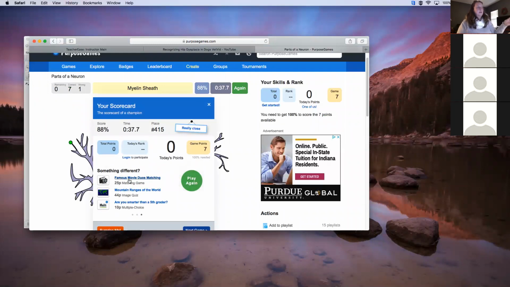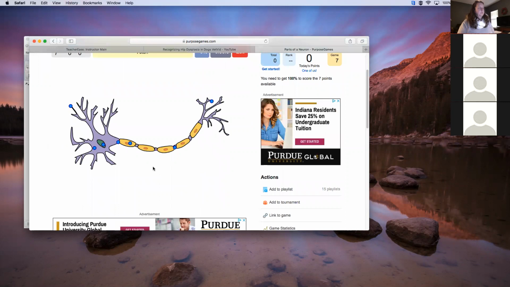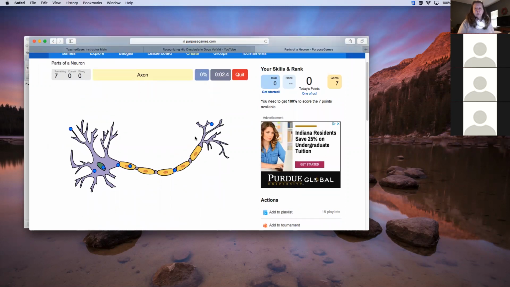Okay, now it gives me a scorecard, and you can play again. So let's play it again. Now, say for example, axon. I'm going to hit, nope, it's not that. Nope, it's not that. Nope, it's not that. If you keep hitting the wrong thing, do you see how the dot now turns pink? Can you guys see that?